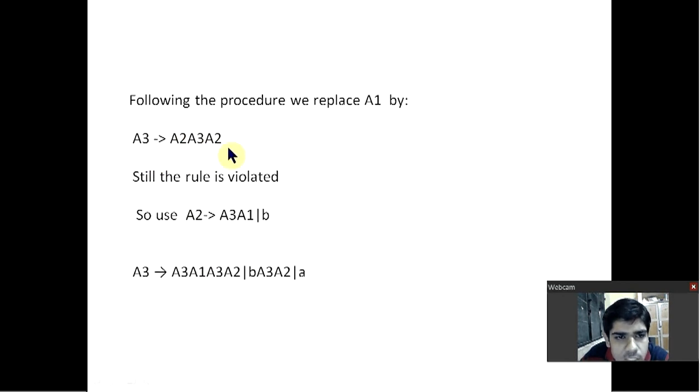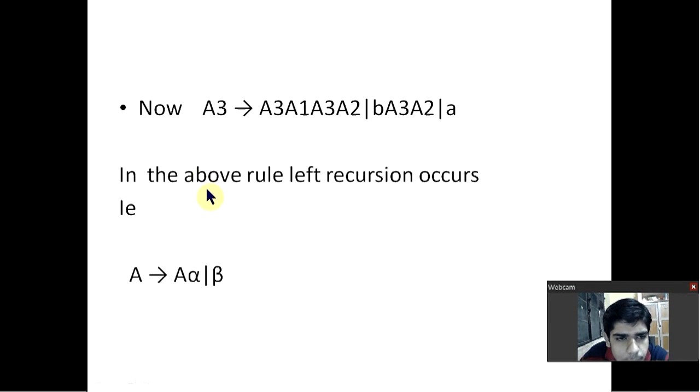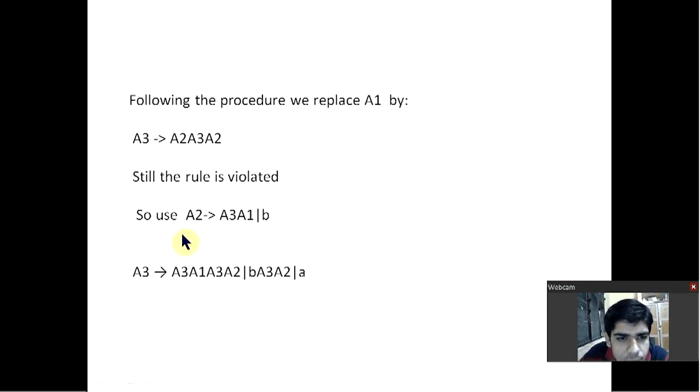But the ordering rule is still violated in this rule, as 2 is less than 3. So we again use A2 implies A3 A1 in this rule. After substituting A2 implies A3 A1 in this, we get A3 implies A3 A1 A3 A2, B A3 A2 and A. In this rule, the ordering rule is not violated. So our step 1 is done.